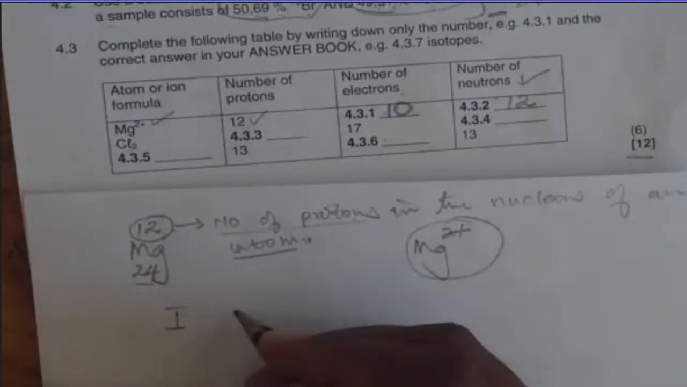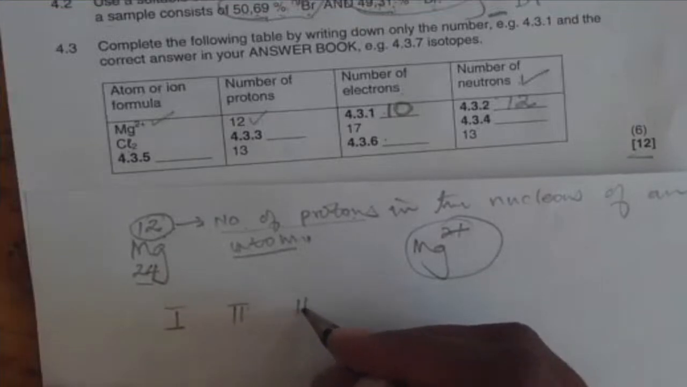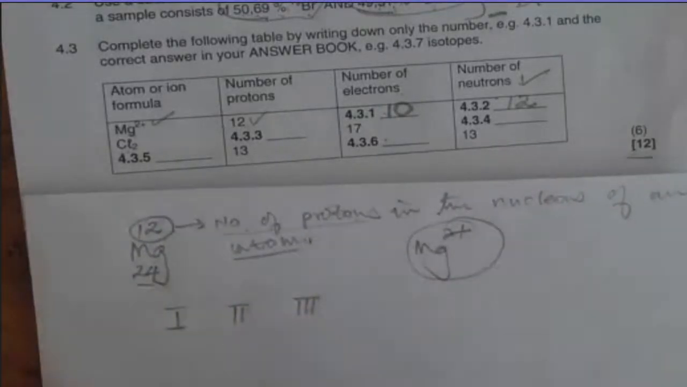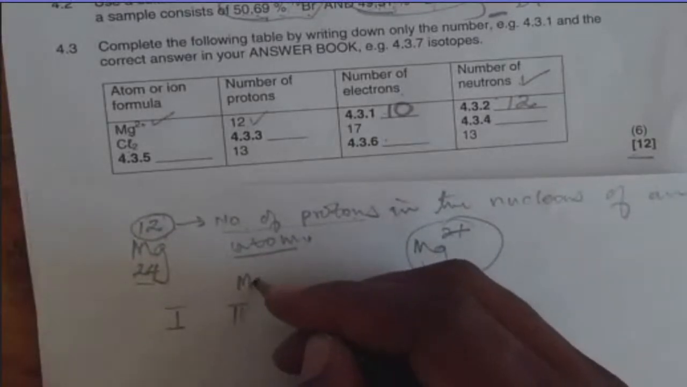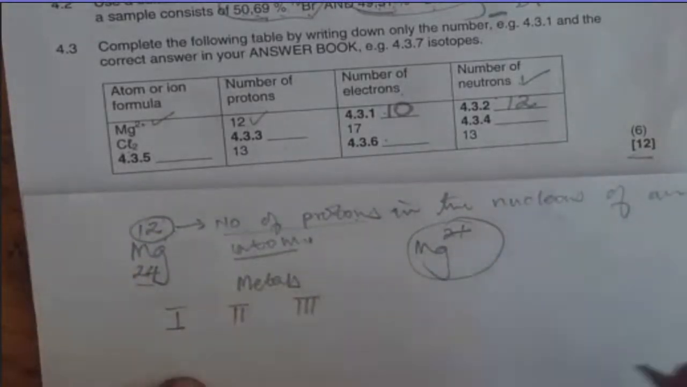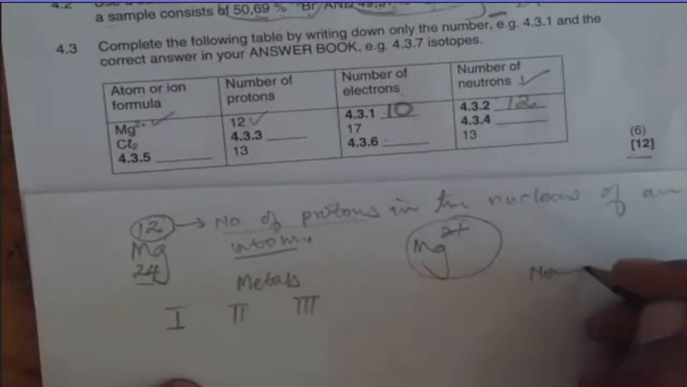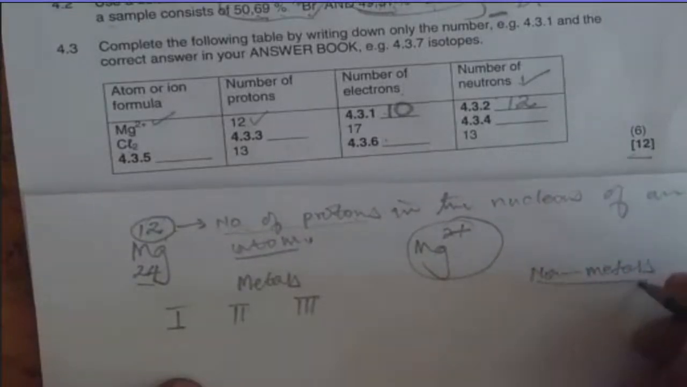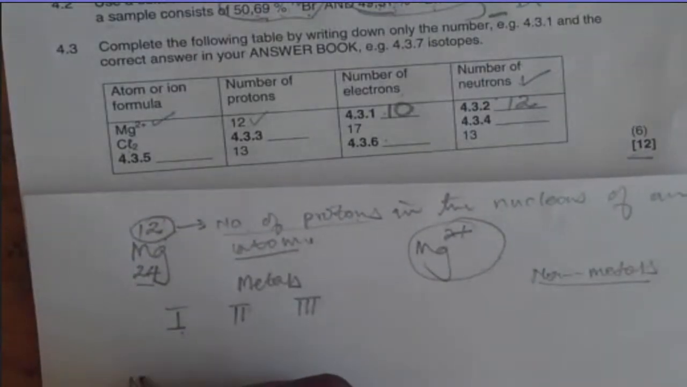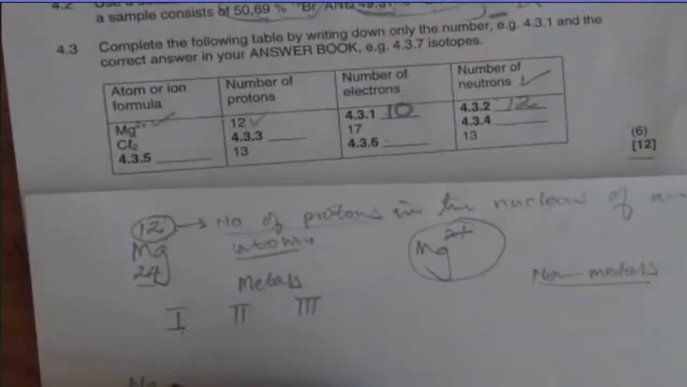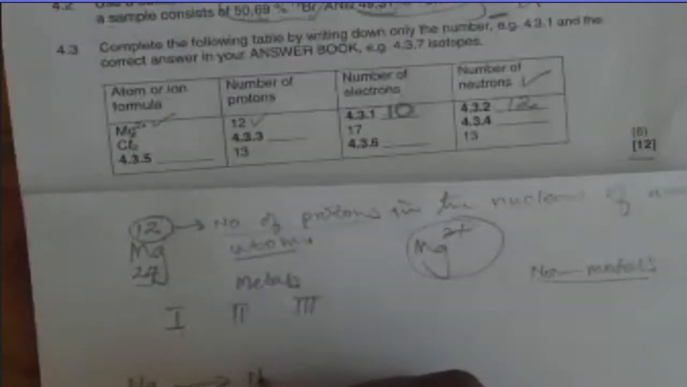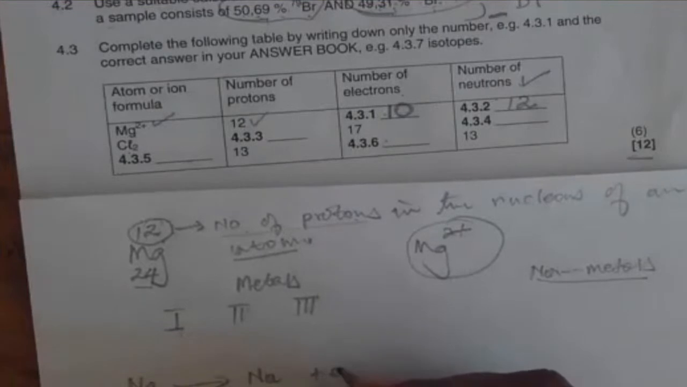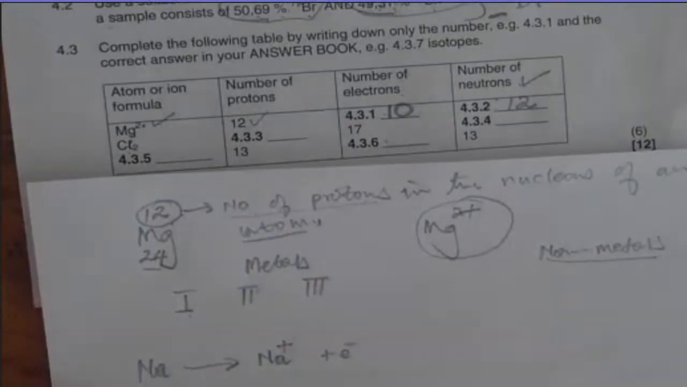To become an ion, what is happening there? Group 1, group 2, group 3. The elements on the left-hand side are the metals. On the right-hand side you have the non-metals. Sodium is group 1, so sodium is going to lose an electron and become an ion. Normally we do this once we talk about ionic bonding.